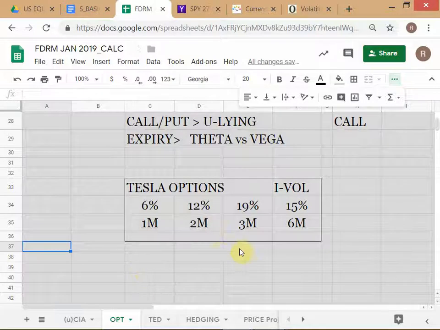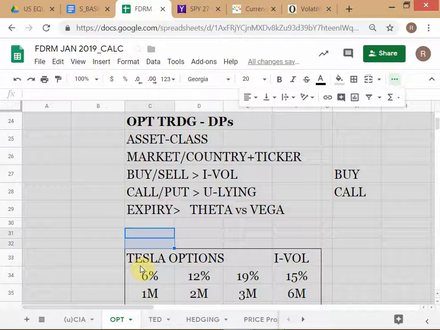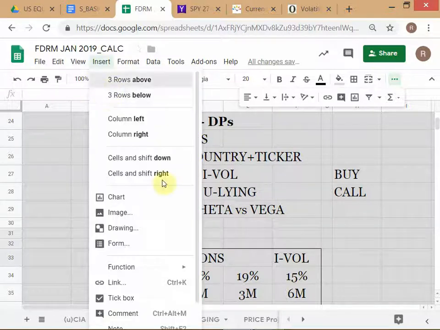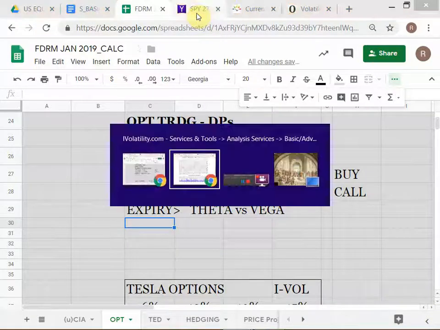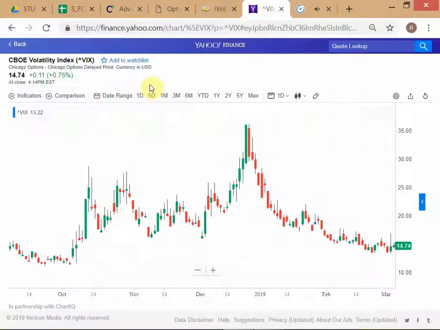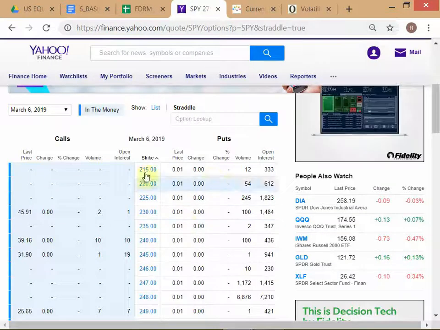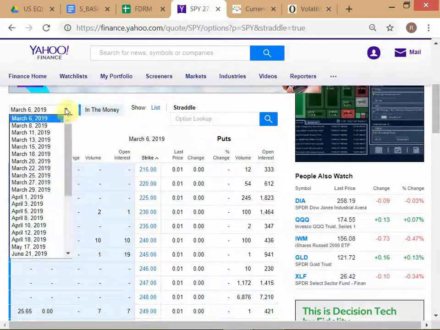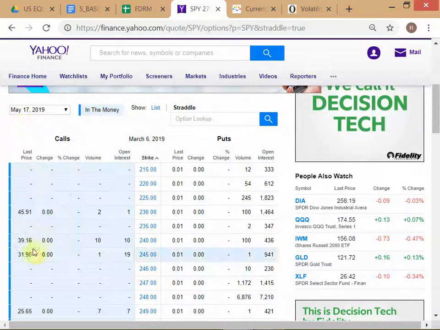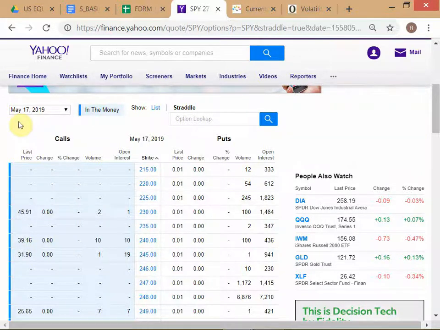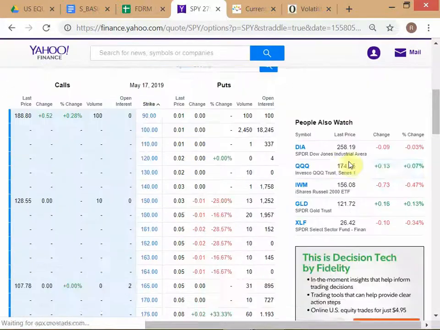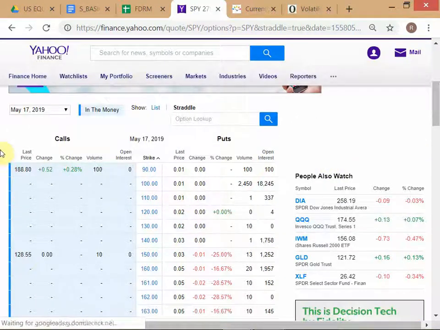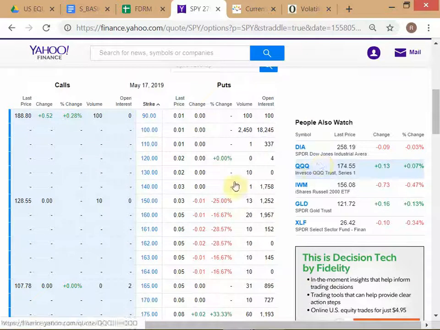Now quickly, to get you through this, let me put some other things. Expiry. Any other decision problem? I need to make sure I finish this in this session itself. What are these things? Let's say you have decided that your expiry is going to be May 17th. I chose the May 17th expiration for buying options on SPY. I want to be buying calls on SPY and expiration is May 17th. So I've decided this also. Is there any other decision I have to take?